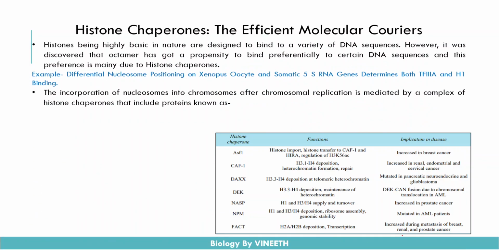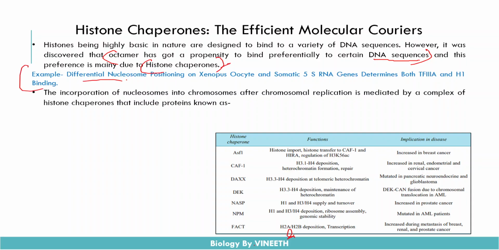So that is what the first point says: histones, being highly basic in nature, are designed to bind a variety of DNA sequences. However, it was discovered that the octamer has a propensity to bind preferentially to certain DNA sequences, and this preference is mainly due to histone chaperones. What do these histone chaperones do? They first bind with the histone proteins, and they transport or deposit these histone proteins to specific DNA sequences. That is the propensity of the octamer core. So this octamer binds preferentially to only certain DNA sequences, the sequences which are rich in adenine and thymine base pairs. Only at those sequences is the octamer getting bound. This kind of preferential binding is mainly due to histone chaperones.